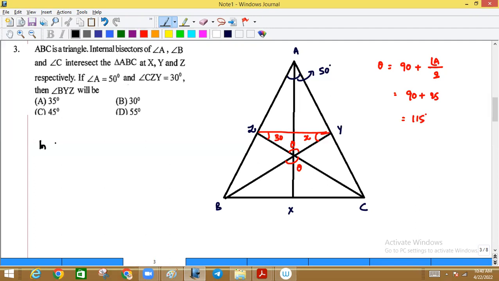So now you tell me in triangle Z, I, Y, 115 is one angle, other angle is 30. Therefore, X must be, can I say X is equal to 35? You understand that? So here we are using two internal angle bisectors, obviously we have to use 90 plus A by 2. We know 90 plus A by 2 is 115. One angle is given as 30, another angle automatically 35 because sum of internal angles of a triangle is 180.